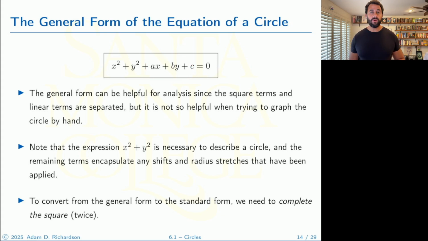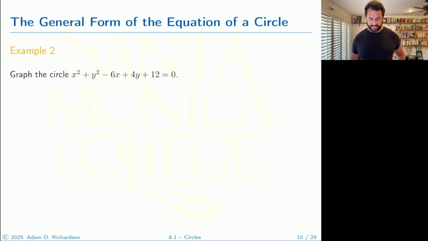Now, what do we want to do, or how do we go the other way? We saw how to go from standard to general. How do you go from general to standard? Well, we're going to use that good old technique that we've seen before, completing the square. And we're going to complete the square twice. Here we go. Let's consider this circle for a minute.